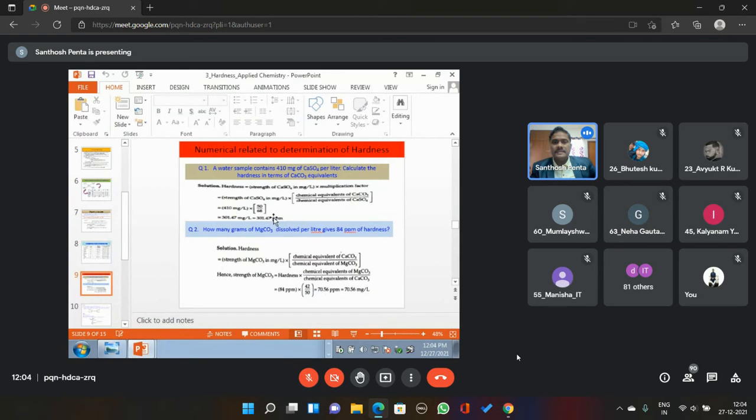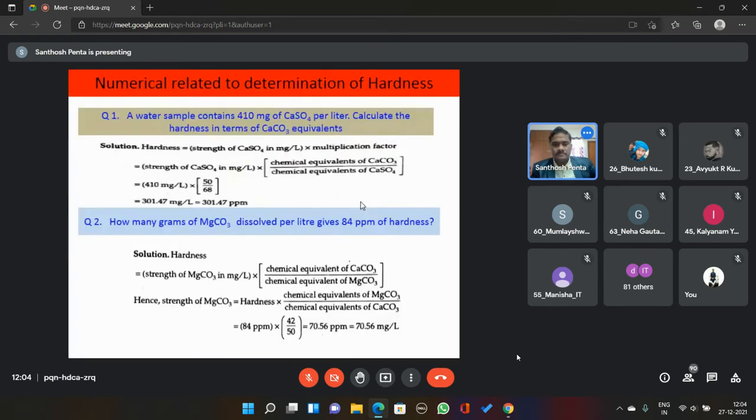Okay. See here, what was given? How many grams of magnesium carbonate dissolved per liter gives 84 ppm of hardness? Here, what happened? He has already given the hardness. Hardness in equivalence of calcium carbonate is equal to strength of magnesium carbonate in milligram per liter and multiplication factor. Here he has given this hardness, that means 84. So 84 is equal to, we have to calculate this strength of magnesium carbonate. Here, multiplication factor: calcium carbonate molecular weight is 100, magnesium carbonate molecular weight is 84.